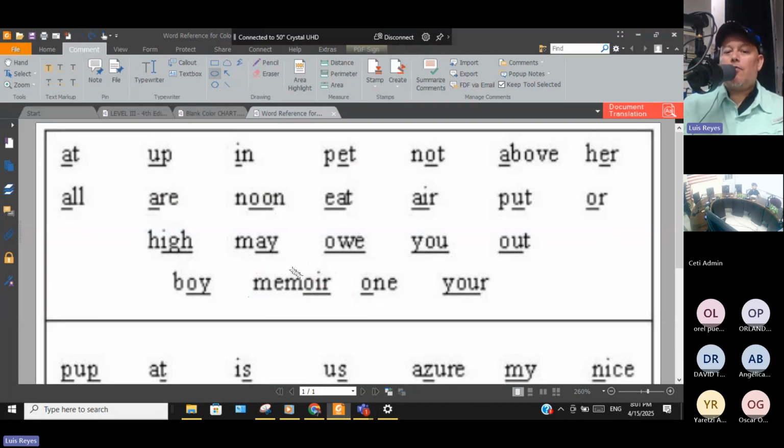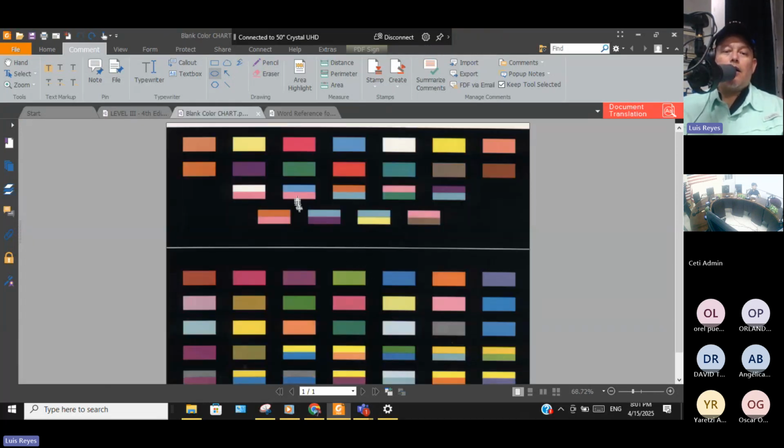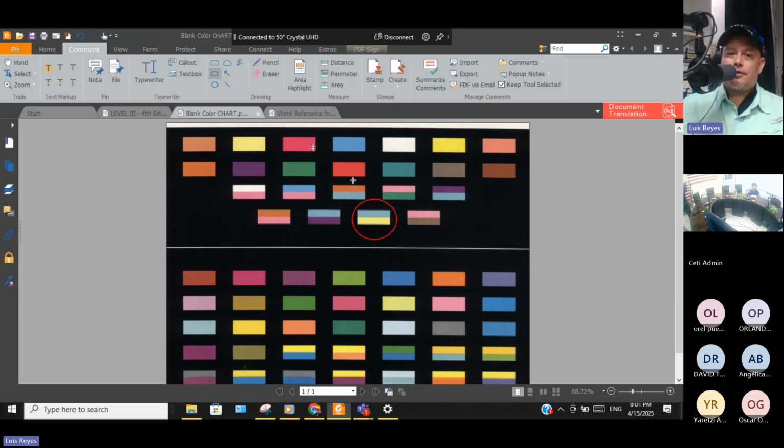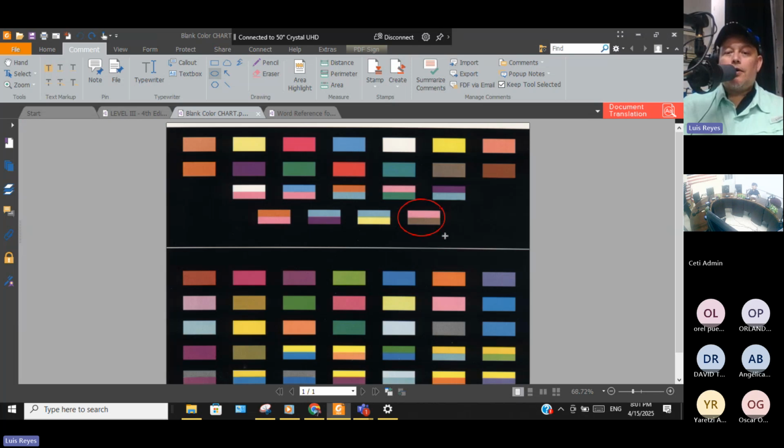Memoir, war, M-E-M-O-I-R, war on the color chart. One, wa, O-N-E, wa on the color chart. Your, yo, Y-O-U-R, yo on the color chart. Those were the 23 vowel sounds in English.